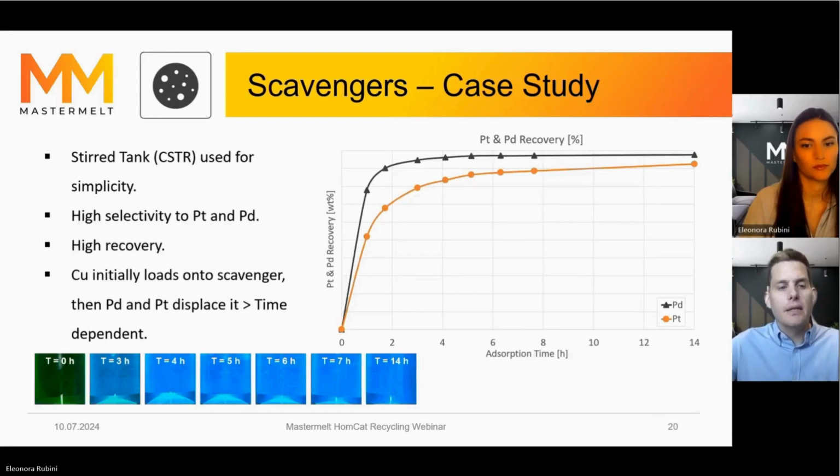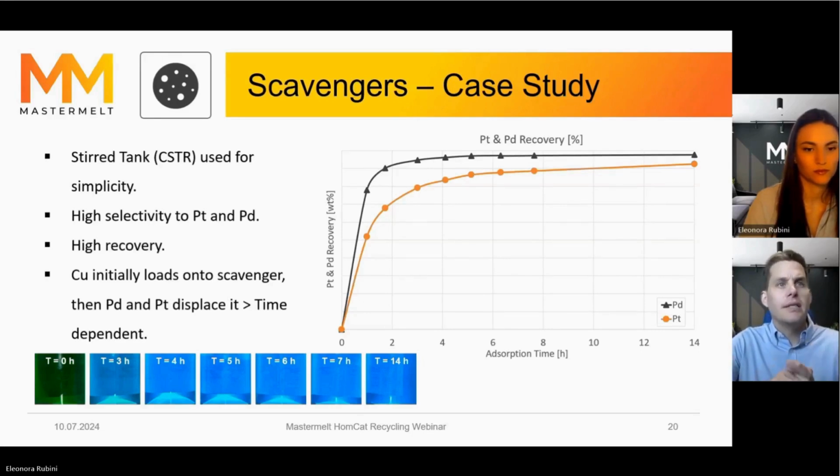If we take a look at the diagram below, the material started off in a very dark green color, which indicates that the palladium and the platinum are contained in there. And over time, over about 14 hours, you can see the diagram gets brighter and brighter blue, which is an indication that the palladium and the platinum have been removed.